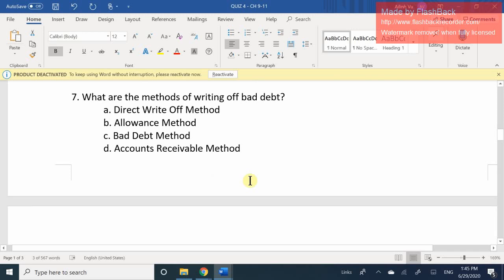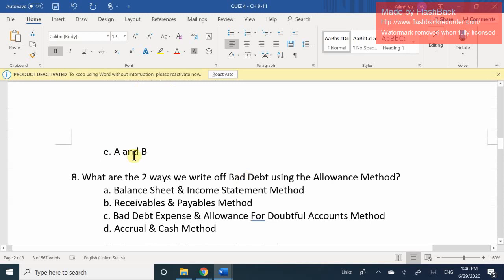What are the methods of writing off bad debt? Okay. We got A, direct write-off. We got B, the allowance method. We got C, bad debt method, or D, accounts receivable method. E, A and B. Yes, E is correct.